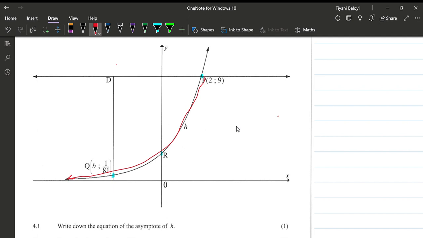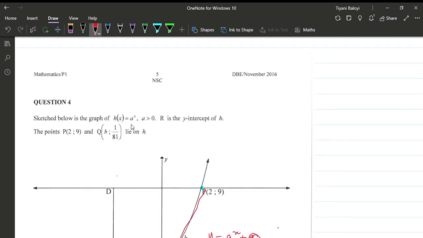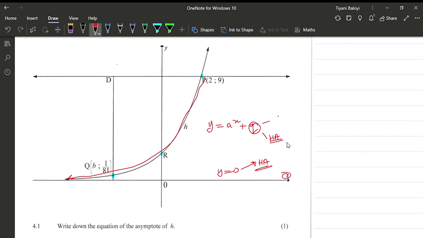So this x-axis, where it approaches, we know that y is equal to 0. So we can just write this as our asymptote, or horizontal asymptote. Or since we have been given that y is equal to a to the power of x plus q, this is the formula for an exponential function. This q becomes our horizontal asymptote. But when you look at the function we're given here, there's no q. So it means that q is equal to 0. Therefore, y is equal to 0.